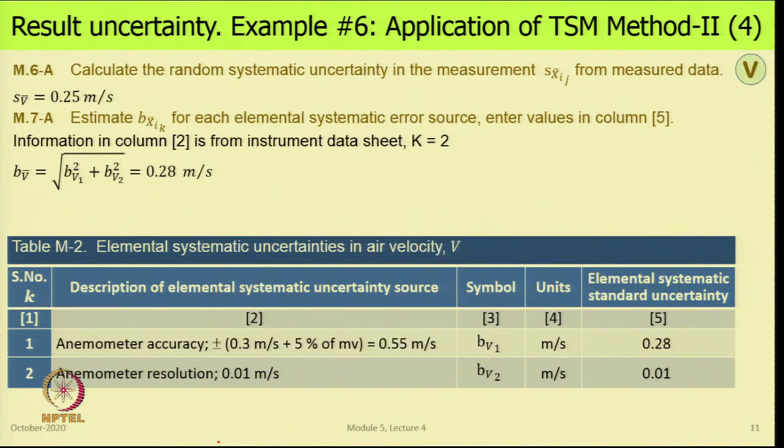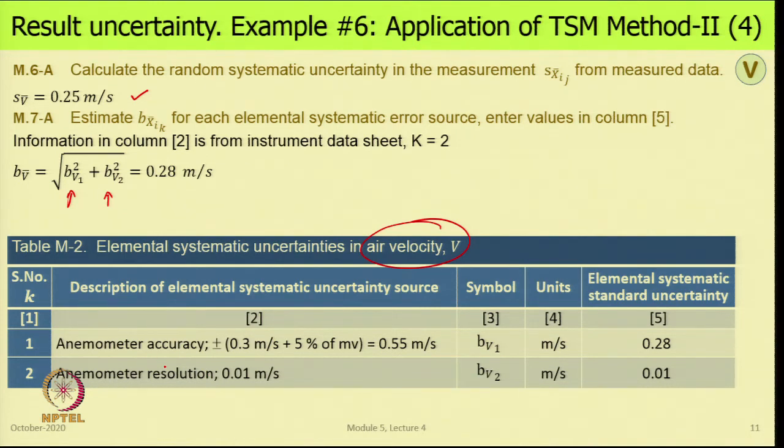Now, let us go to the next parameter, and here we are looking at air velocity v. From the information that is given to us, the random standard uncertainty in velocity is 0.25 meters per second. We now have to estimate the BV bar, which is the systematic standard uncertainty in velocity from the elemental standard uncertainties. So, again we can go to the web, look up what all instruments are there and see what the manufacturers tell us. And from there we are able to identify two sources of systematic error.